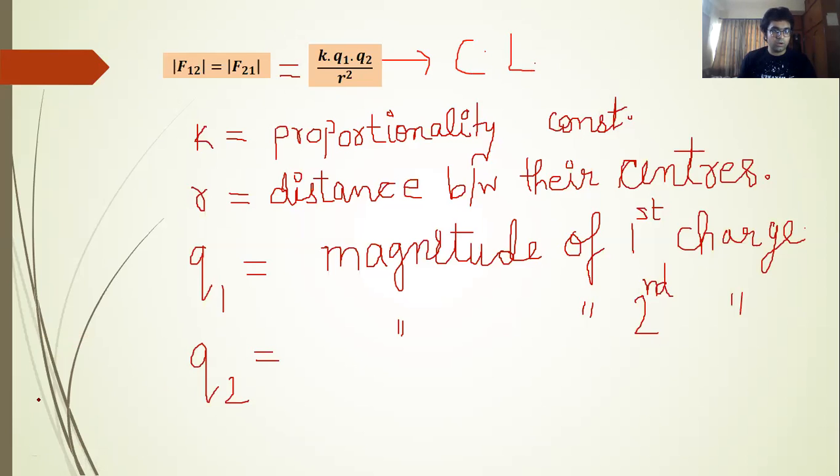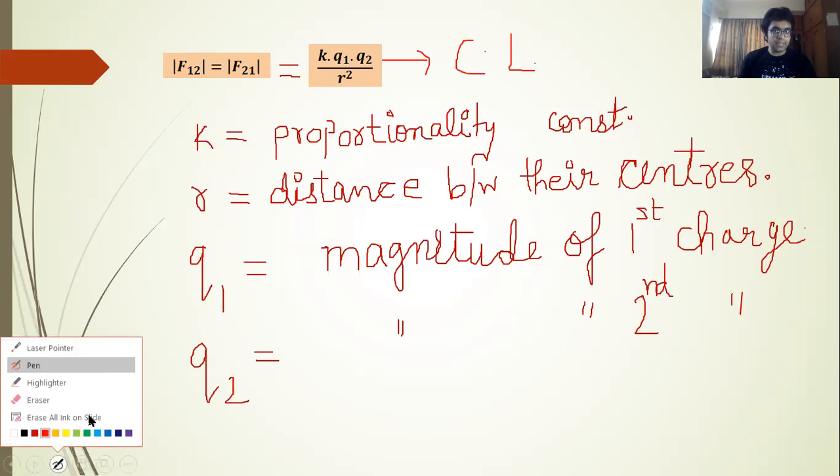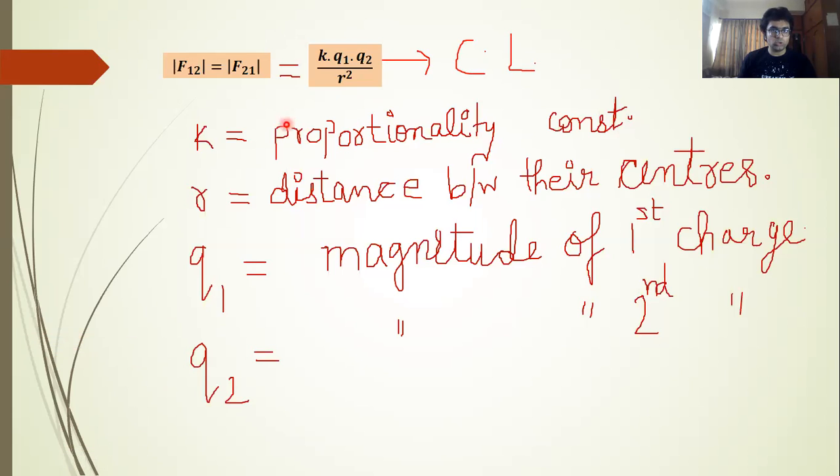Okay. Now, what is this k known as? This k is known as the proportionality constant. What is the r? We know r is the distance between their centers, which means the centers of the two bodies. And q1 is the magnitude of the first charge, and q2 is the magnitude of the second charge. Okay.